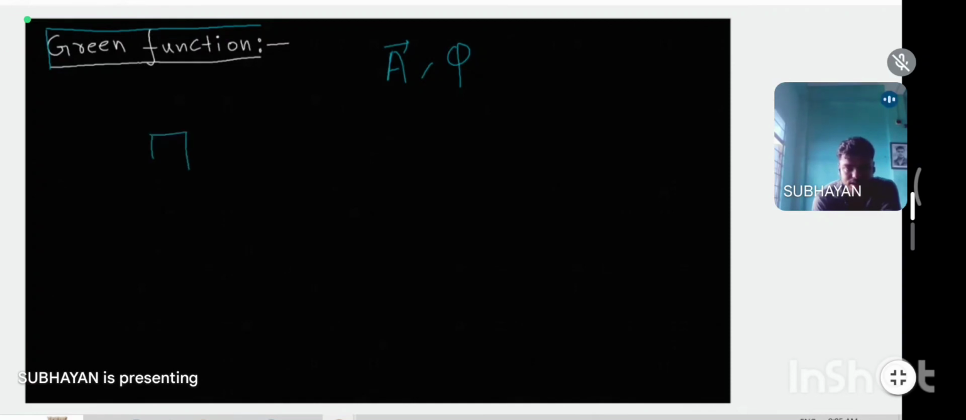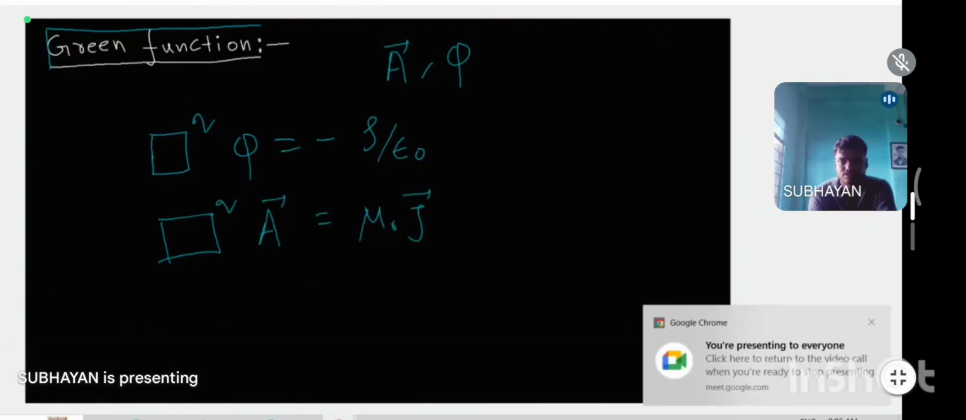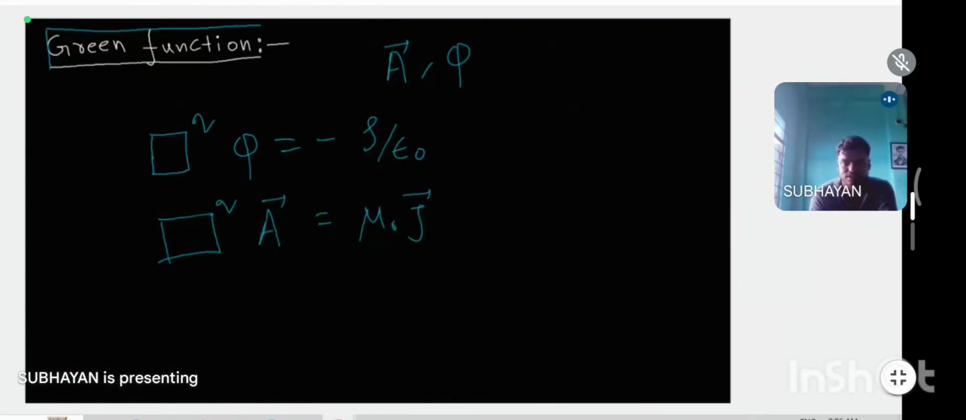grad square or box square phi equals minus rho by epsilon naught, and grad square A is equal to mu naught J. These two are the inhomogeneous wave equations.